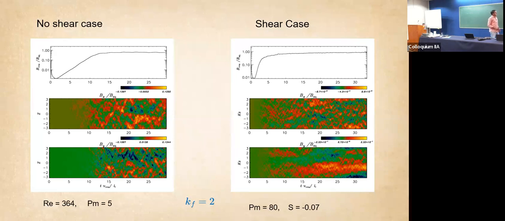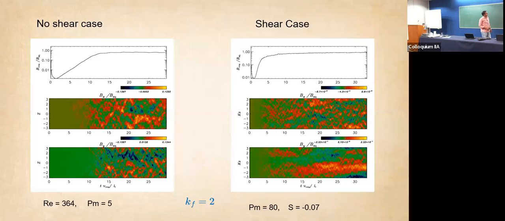So in the case of shear, for example, I have run the simulation with the Prandtl number 80 and with the shear rate 0.07. This shear rate is chosen because we wanted the energy that is present in the shear to be equivalent to the energy that is present in the turbulence, which is sort of expected in this kind of an instability.